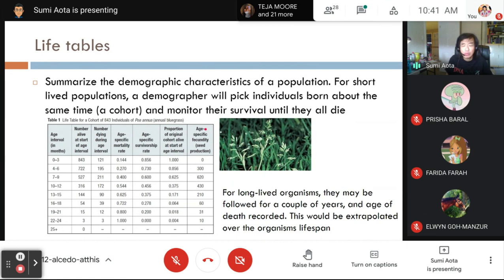But we don't do that for things like elephants or humans generally. For long-lived organisms, what they tend to do is they follow a few individuals or a cohort for a few years, and in those years, they're going to record the age at which they died. We then extrapolate that over the 40, 50, 60 years of the organism's lifespan. Now, there was one exception to that in humans.